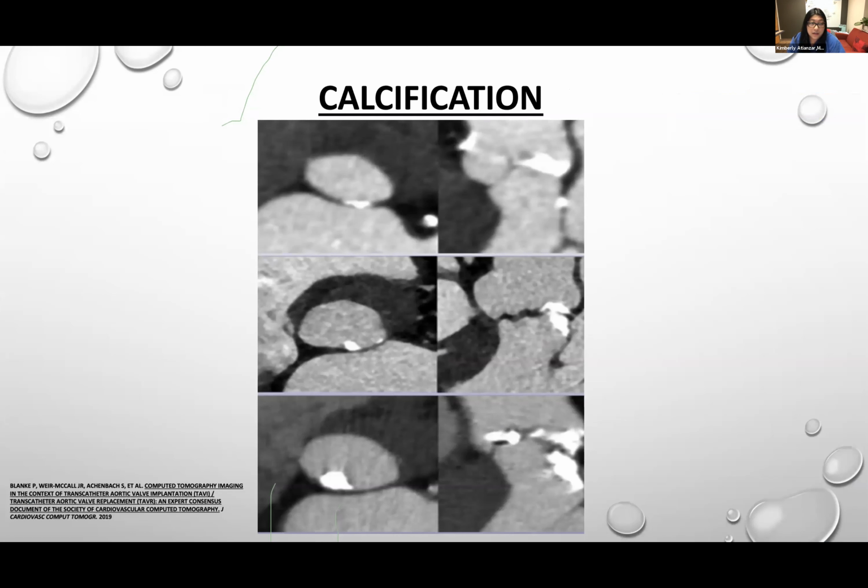The calcification, again, is really important to know, particularly if someone has a lot of calcium, especially in the LVOT area, because if we're choosing to go with a balloon expandable valve, this can really lead to possible annular rupture, which is obviously a major complication.